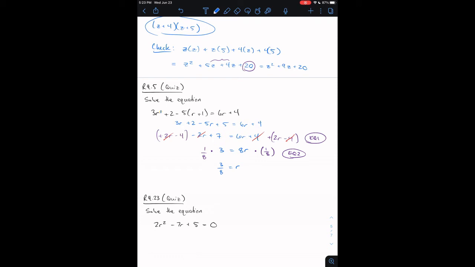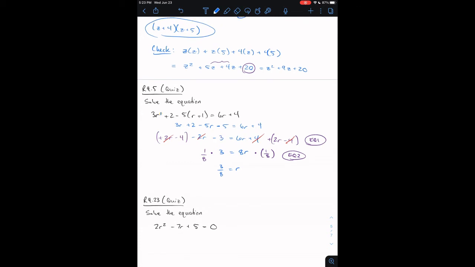So if you notice here, I dropped a negative sign when I distributed this 5. So let's change this, and that's going to change our answer a little bit. So this is actually a negative 5, which means 2 minus 5 is negative 3. And then negative 3 minus 4 is negative 7.